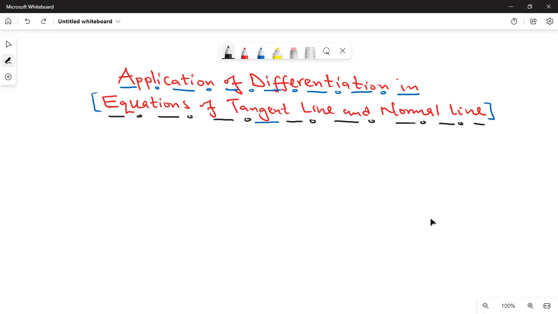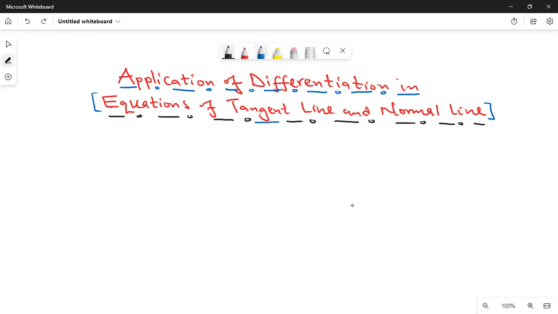Today we are going to look at Calculus 1 and our main topic is on application of differentiation in finding the equations of tangent line and normal line. So first of all, we need to understand what we mean by tangent line and a normal line.